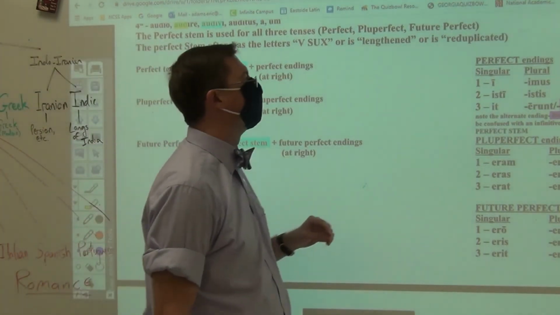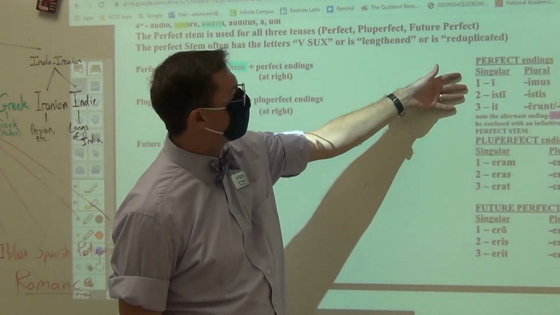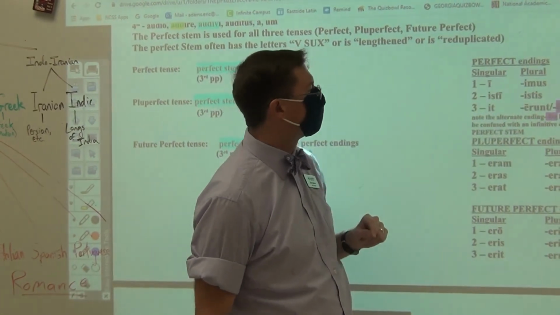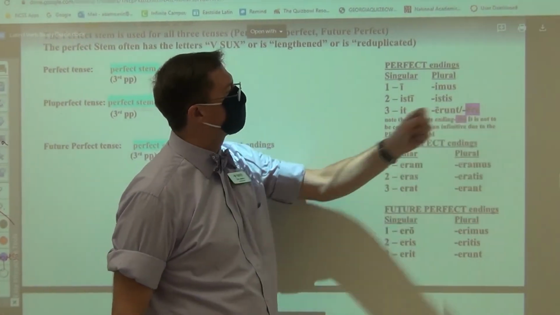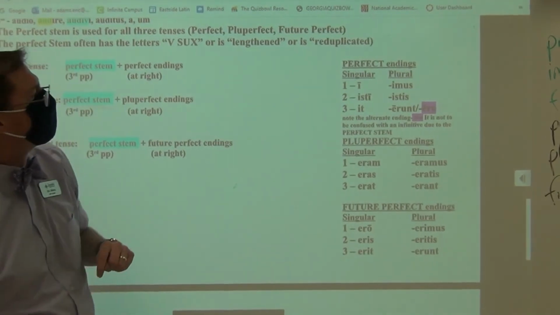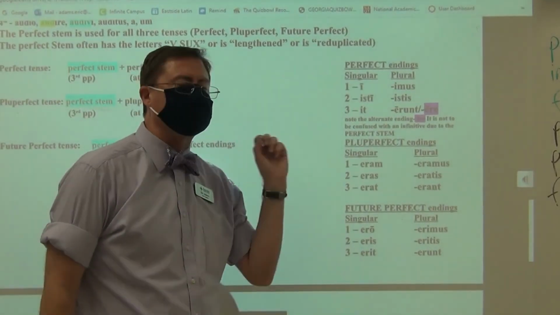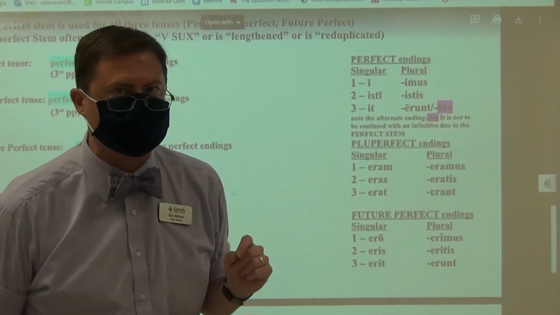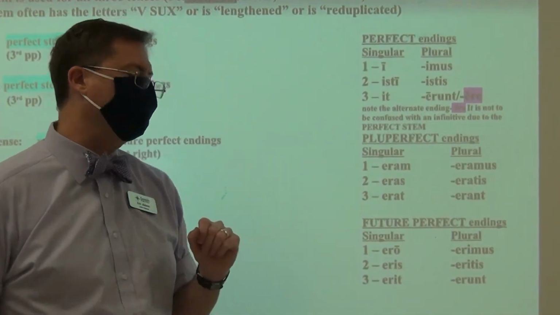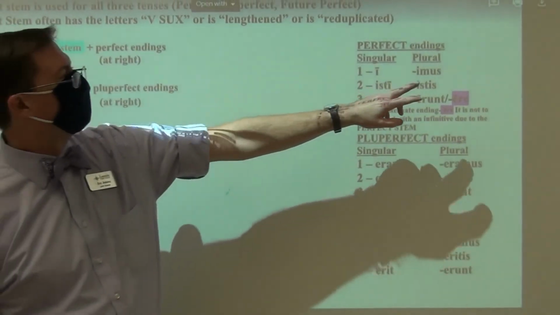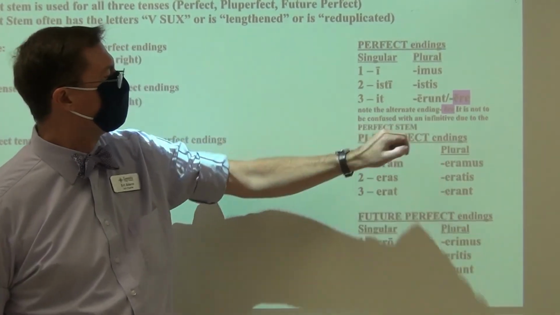And you can see them over here. Perfect endings: i, isti, it, imus, istis, erunt. Please note that erunt has an alternate ending, ere, but you will not confuse it with an infinitive because it will be attached to a perfect stem.